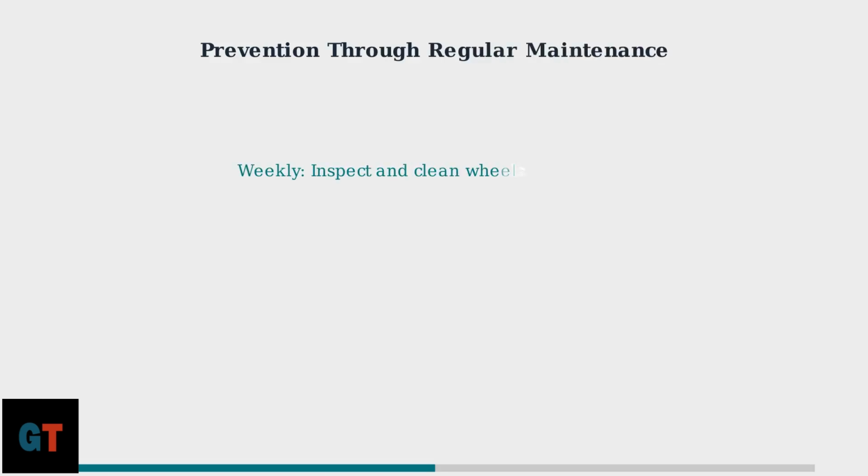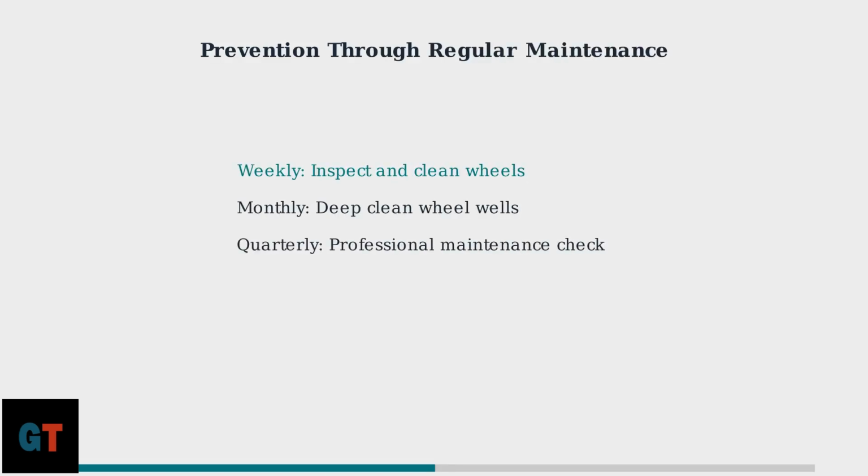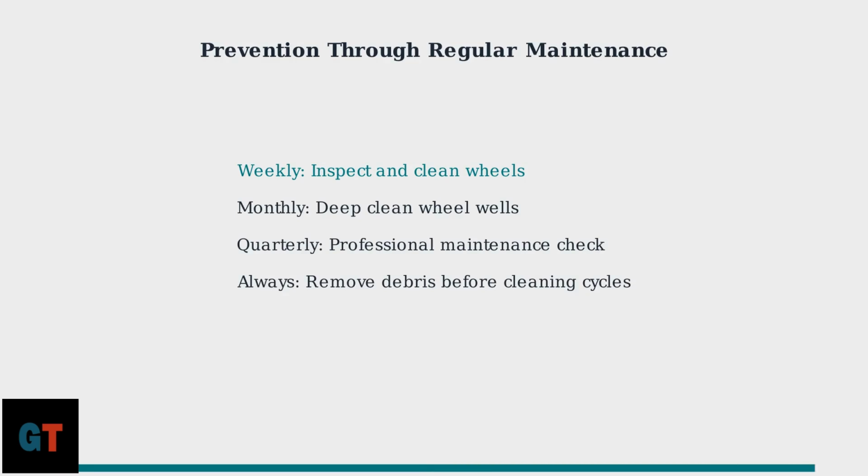Regular maintenance is essential for preventing Error 9 from occurring. Implement a weekly inspection routine and monthly deep cleaning schedule to maintain optimal performance and extend your robot vacuum's operational life.